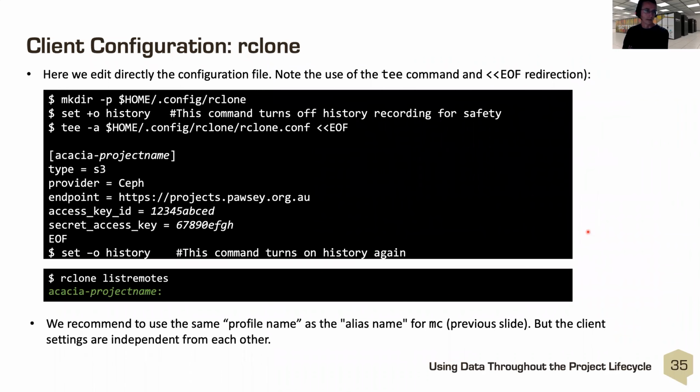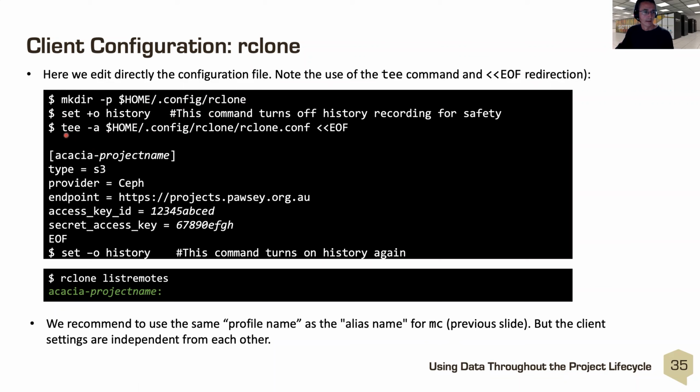Another example of configuring, in this case for rclone. Here we are not following the official way of rclone for configuring the client. We are editing the configuration file directly. This is a copy and paste of the instructions that come from the Pawsey portal when you get your access keys. The first thing is to create the directory for the configuration file if it's not there. Then again, setting off the history.